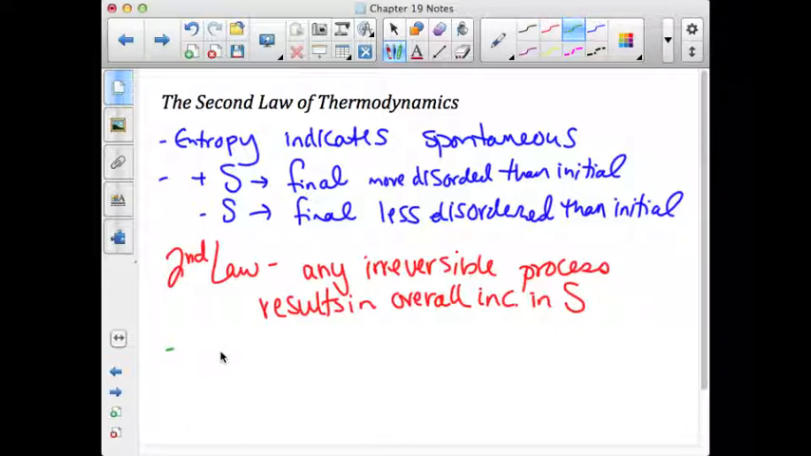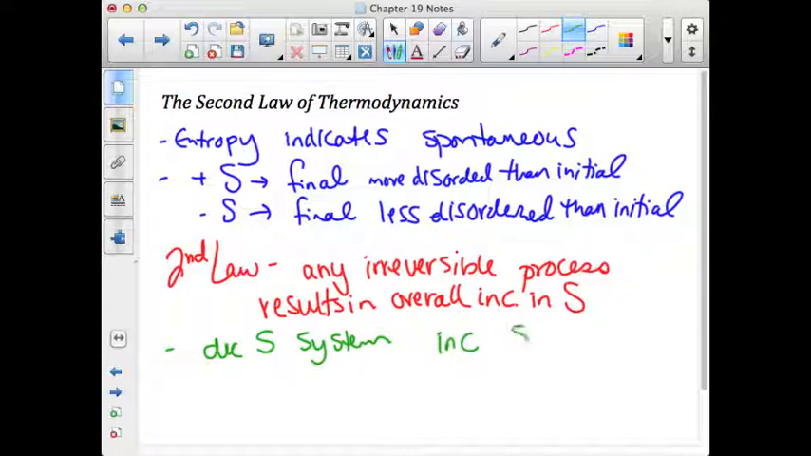If I produce order, if I decrease my S for a system, I cannot proceed without producing an equal disorder or increase in my surroundings. So if I produce some kind of decrease in S for a system, that increases the S for my surroundings. If my system becomes less disordered or more ordered, my surroundings become more disordered. It's just how it goes.